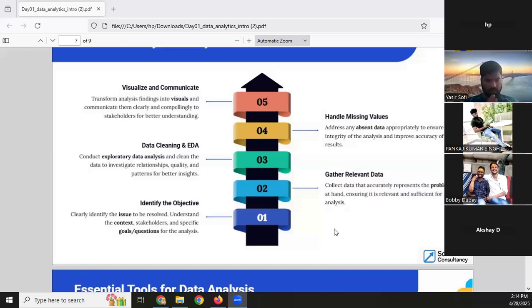The third part is data cleaning and EDA, where we conduct exploratory data analysis and clean the data to investigate relationships, quality, and patterns for better insights. So when we have the data of any company, with profit, net sales, sales, and sales after discount, we make the relationship between those patterns to find the key insights for a better outcome. For that, we start digging into the data and exploring it, and we clean the data in the third part.